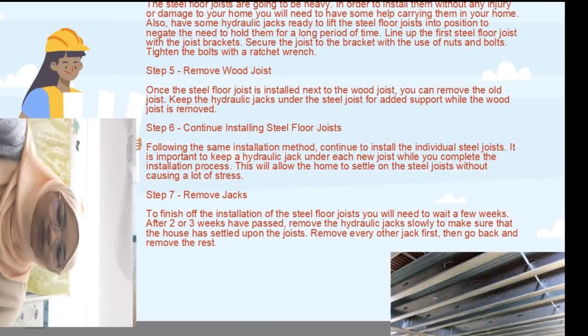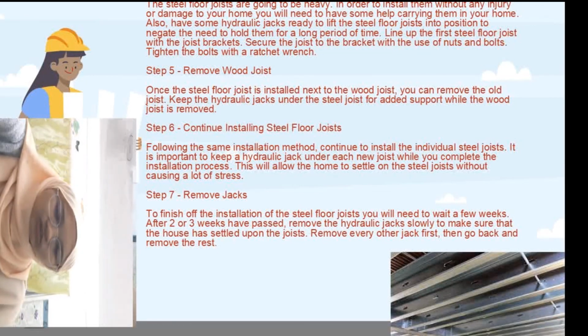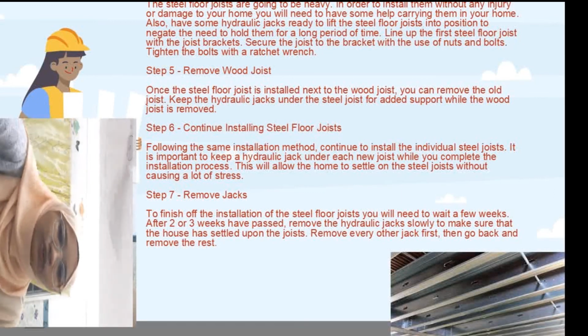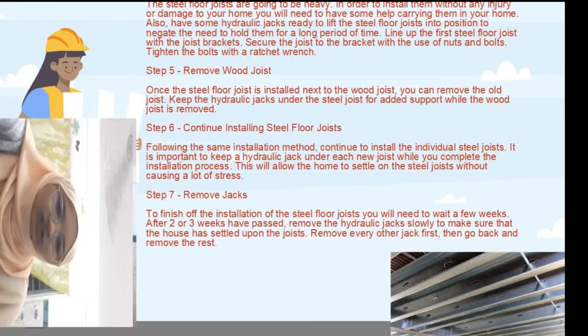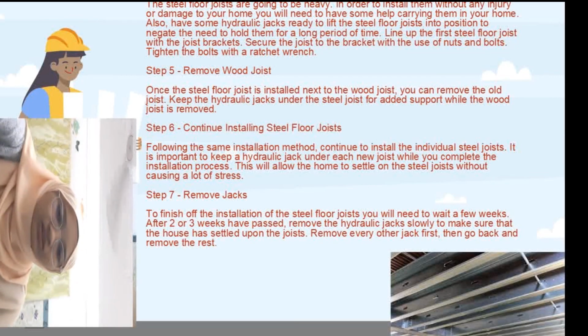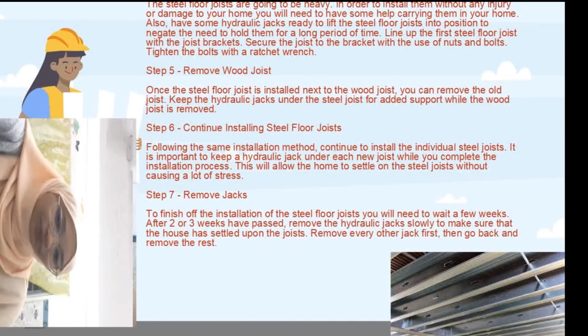Step 7. You can remove the jacks to finish the installation of the steel floor joist. You will need to wait a few weeks. After 2 or 3 weeks pass, remove the hydraulic jacks slowly to make sure that the house has settled upon the joist. Remove every other jack first, then go back and remove the rest.